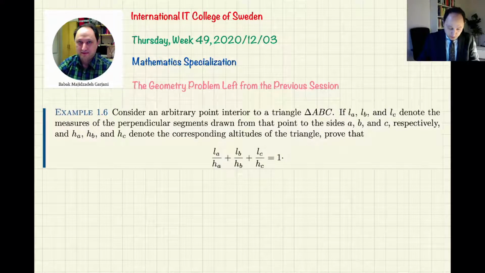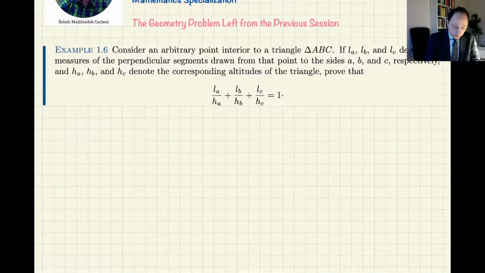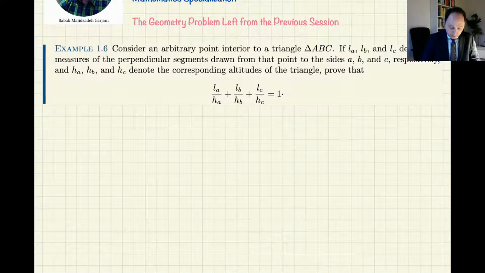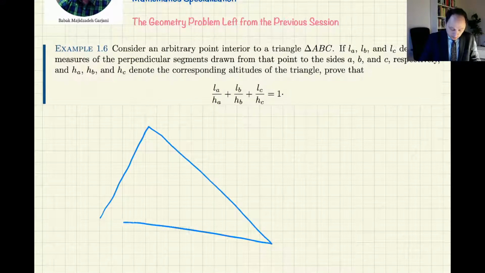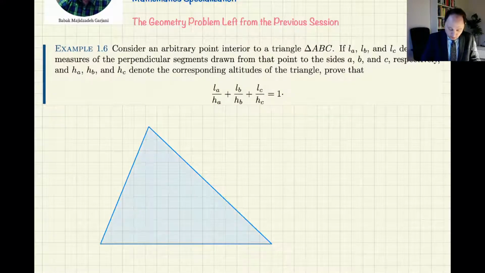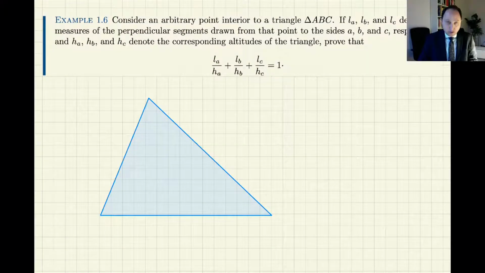And so if you remember, that was the problem that we were trying to solve. Yes. Consider an arbitrary point interior to a triangle ABC. So if I want to solve this problem, I have a triangle. So let me just draw one triangle here. Any triangle should work. Yeah, that's also a scalene triangle, so that's good. But then, what is the content of the problem?